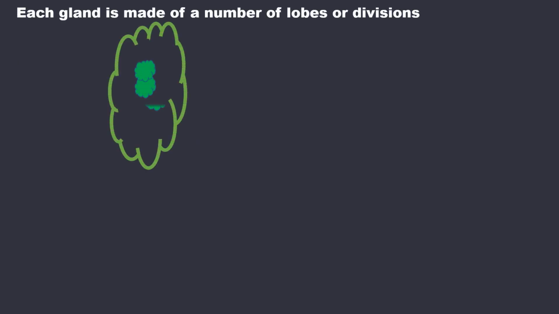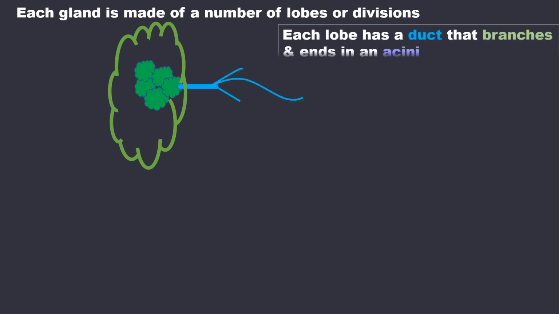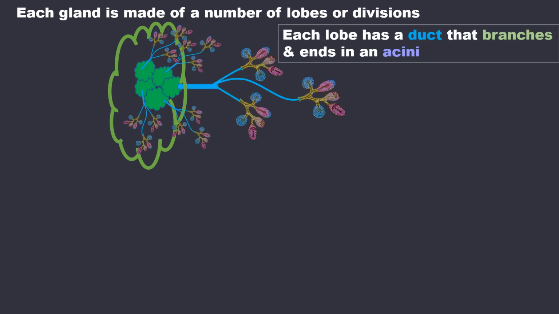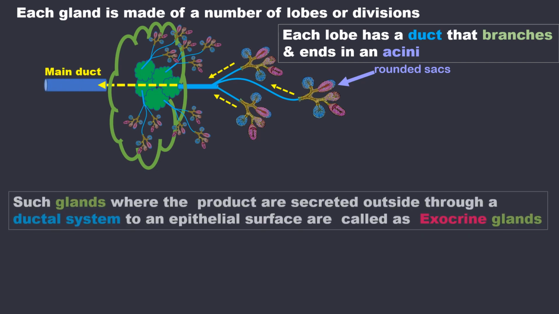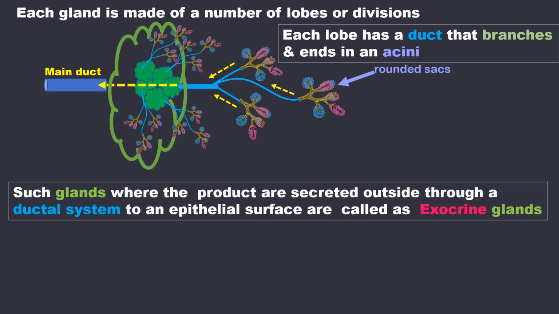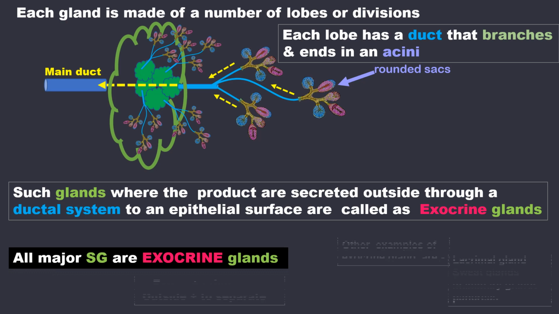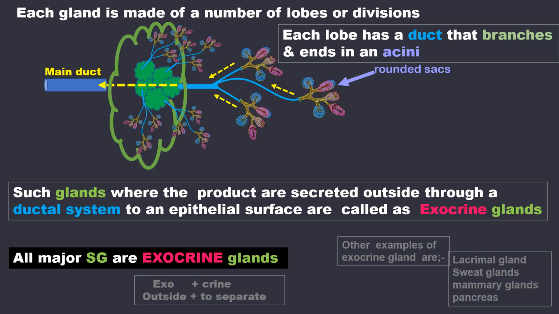Each gland is made of a number of lobes or divisions. Each lobe has a duct that branches and ends in an acini. Acini means rounded sacs. In these sacs, saliva is produced, moved into small ducts, which finally drain out into our mouth by the main duct. Such glands where the product is secreted outside through a ductal system to an epithelial surface are called exocrine glands. All major salivary glands are exocrine glands.